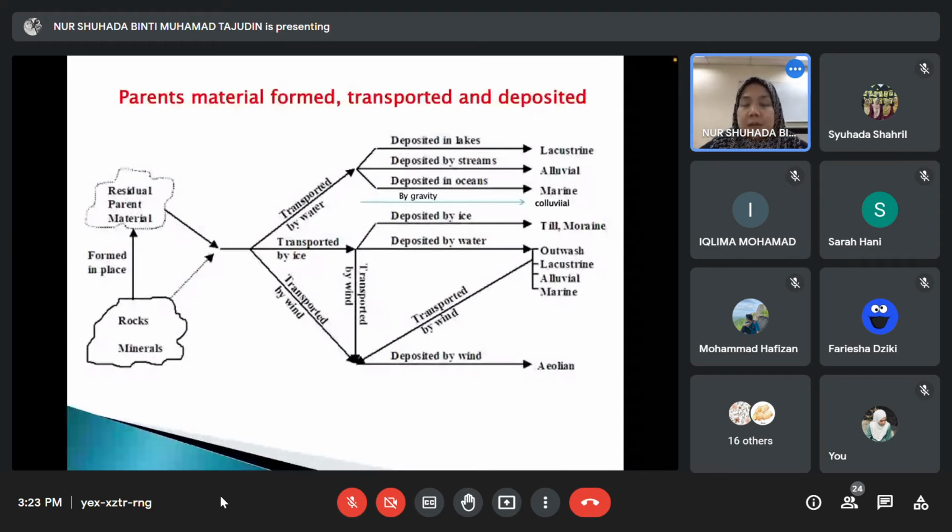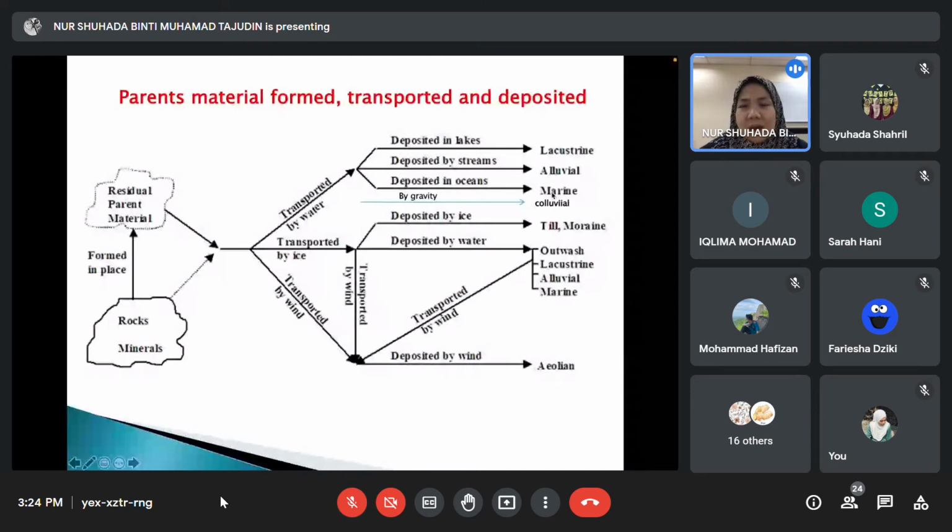Okay. So if it's transported by ice, saya tak tekankan yang ni sangat because this is not in our country, but usually in our side is alluvial, marine, colluvial type soil. Okay, so if it's deposited in water, kita the same ni lah, the same name, kita ada lacustrine, alluvial and marine. Transported by wind, deposited by wind, we also call it as alluvium.